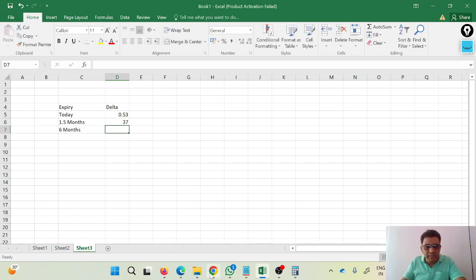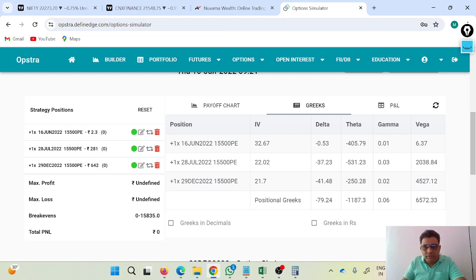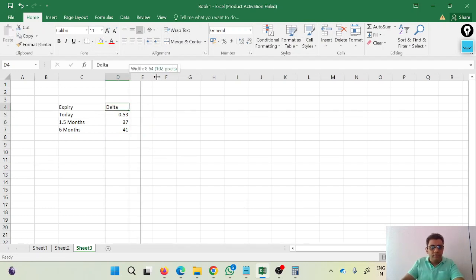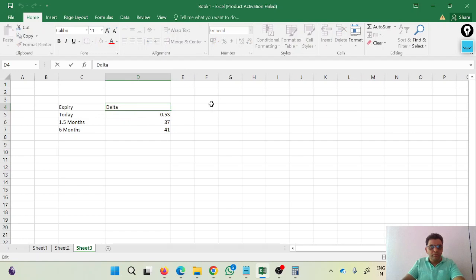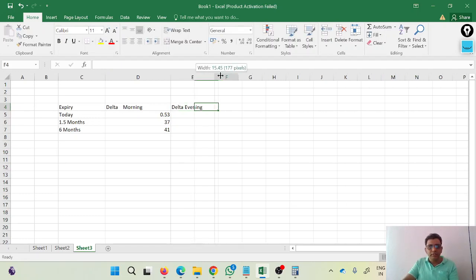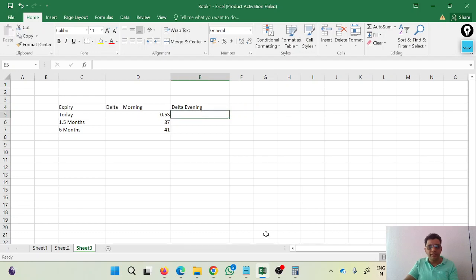And for 6 monthly, this is 41.48, or 41 you can write down. 41. Delta, I will say over here, delta in the morning, and I will write it down here, the delta evening, so that you will identify all the difference.